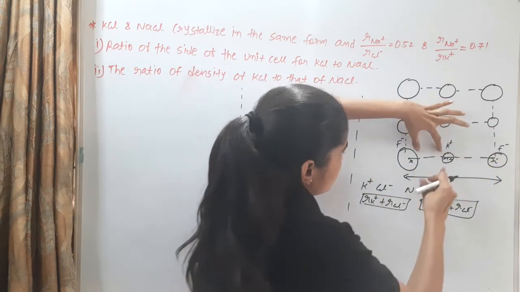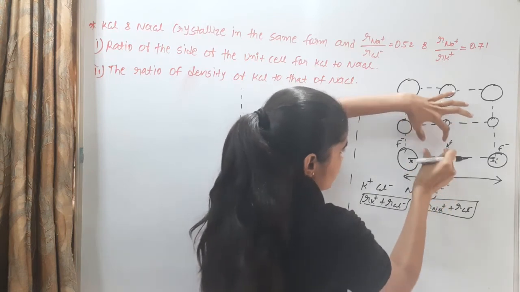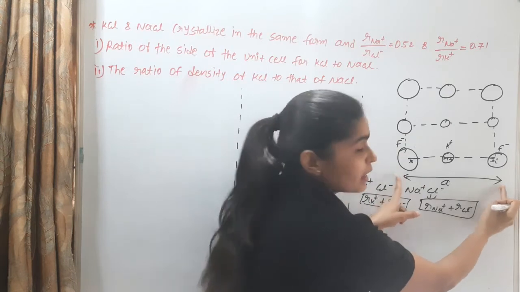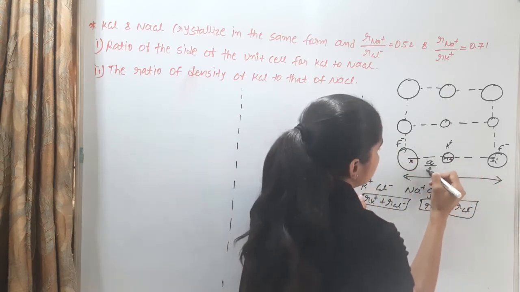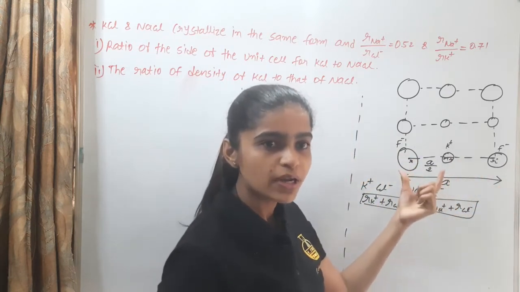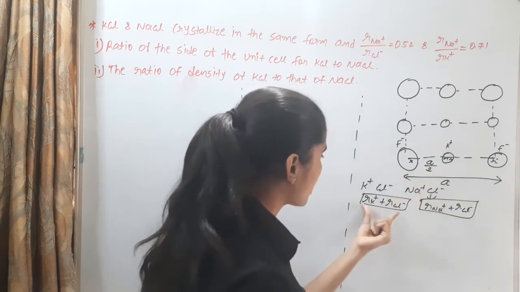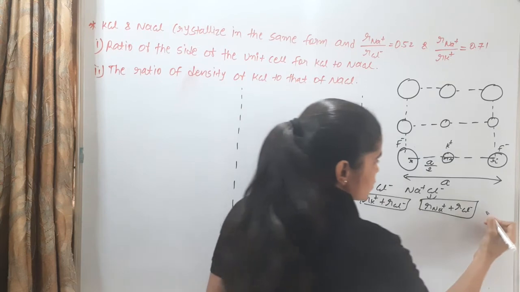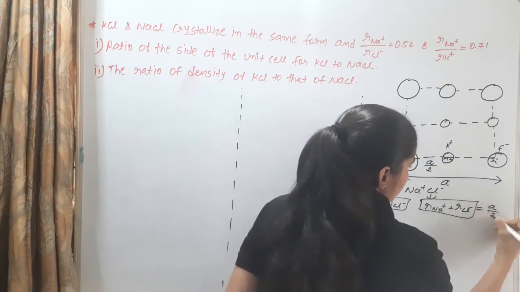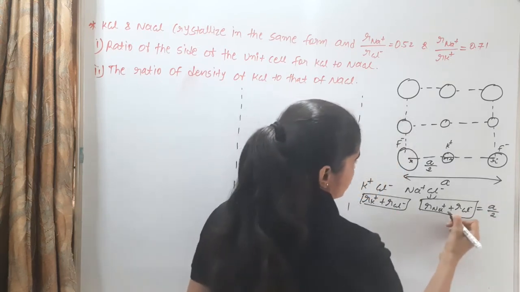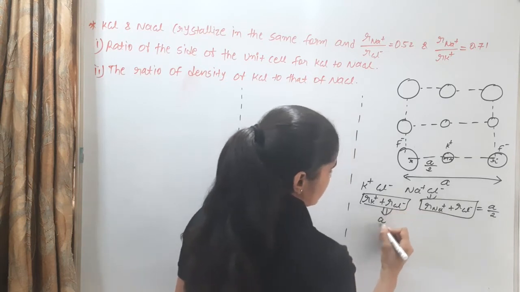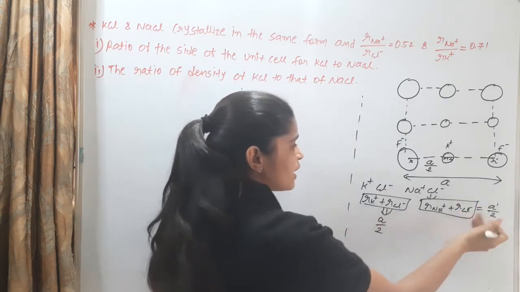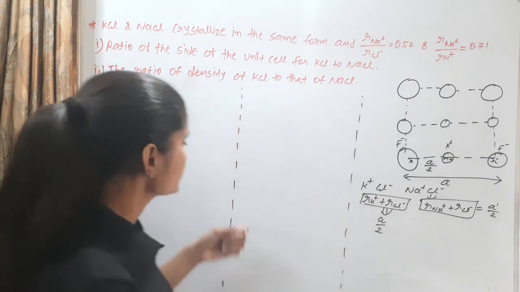We know about the K+ and Cl-, only this distance. So this distance, the total distance, is a, and this distance is noted as a by 2, so the half value is considered. So r_K+ plus r_Cl- and r_Na+ plus r_Cl- is equal to a by 2. And for r_K+ differentiate, this is a by 2 and a dash by 2.